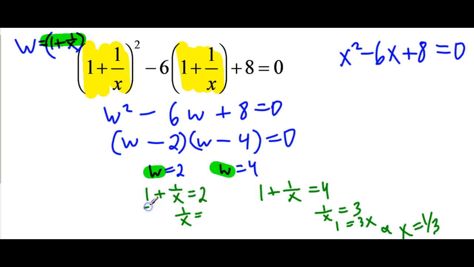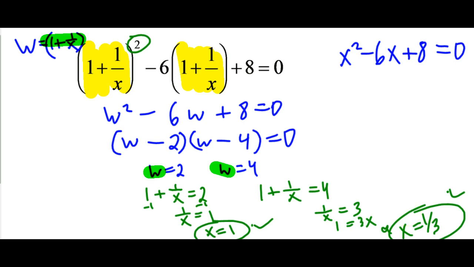If you subtract 1 here and subtract 1, you get 1 over x equals 1. Multiply both sides by x, you get x equal to 1. So we get 2 solutions here. X equals 1/3 and x equals 1. And so double check the denominators. Yep, they work. So you've got 2 solutions for this one. And it's to the second power, so it shouldn't be a big surprise that we got 2 solutions. That's called the W method.